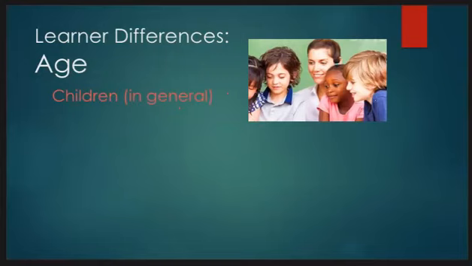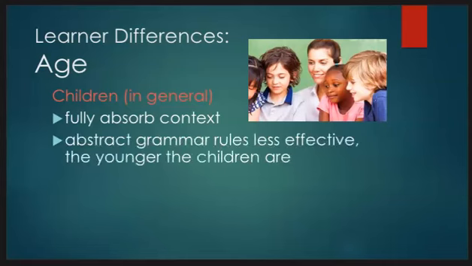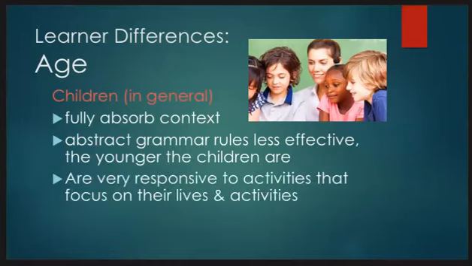In general, children from that whole range tend to learn by fully absorbing their context. They take in information from what's going on around them. They're using their five senses often to learn in a much more engaged way than sometimes adults do. The younger the children are, the less effective it is to try and teach them grammar rules and other abstract concepts related to language. Things need to be a bit more concrete for them to conceptually be able to manage.